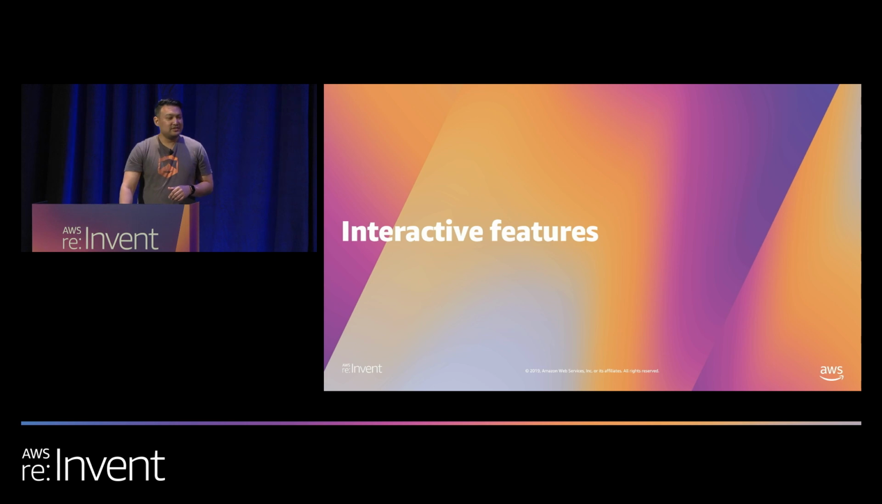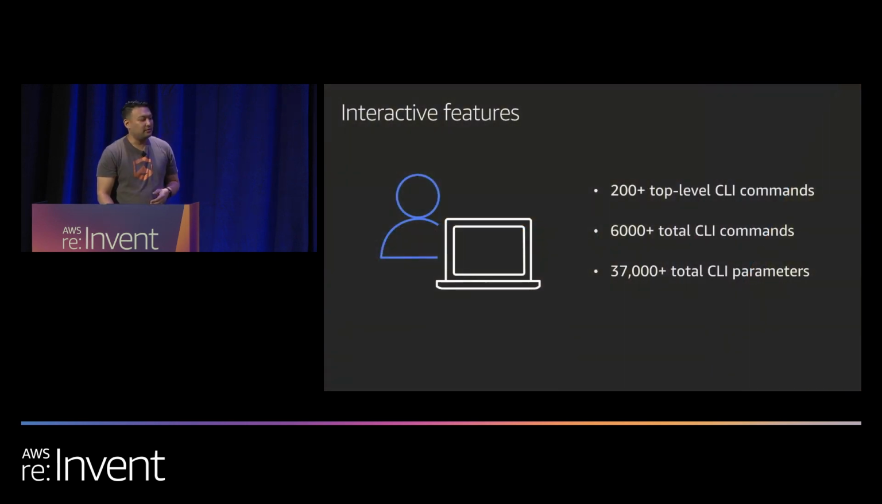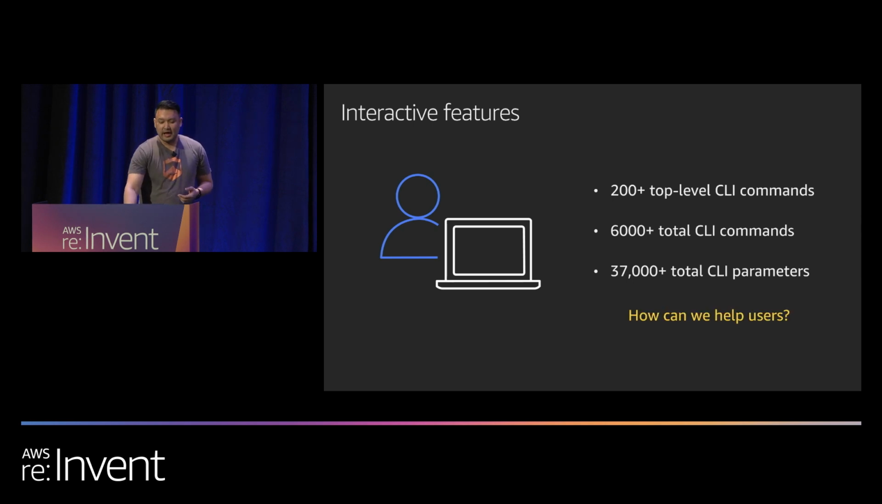If you look at how the CLI and AWS in general has grown, at this point, we have over 200 top-level CLI commands, which roughly corresponds to over 200 services. We have over 6,000 total CLI commands or operations, which maps to over 37,000 CLI parameters. So there are a lot of things that we have in the CLI. And we wanted to look at, for CLI v2, how we can help users.